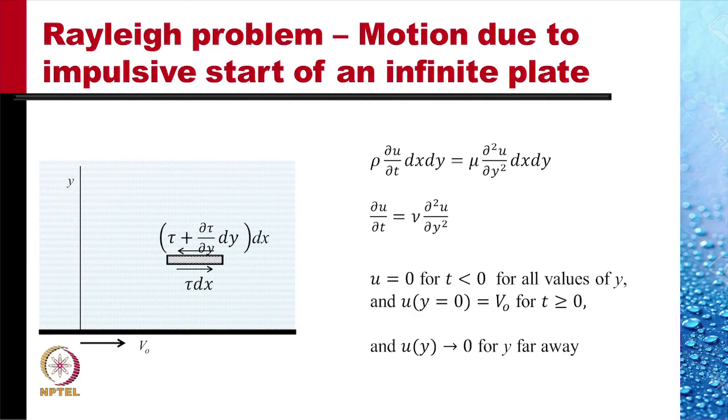Let's look at the boundary conditions and the initial conditions for this flow. We need initial conditions as well because it's an unsteady flow. u is equal to 0 for all times less than 0 and for all values of y. Everywhere the fluid was at rest till time t is equal to 0. At time t greater than 0, the velocity at the lower plate is v naught. So u of y at 0 is v naught at t greater than or equal to 0.